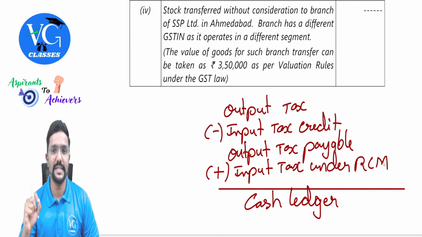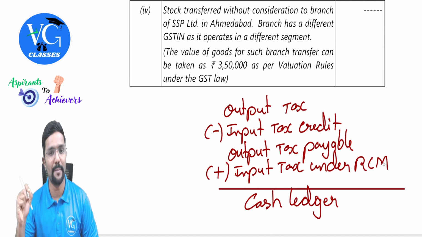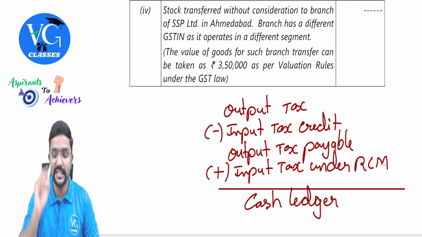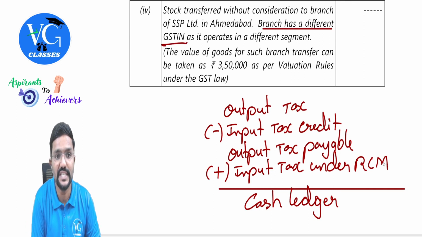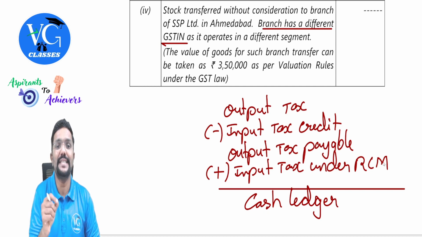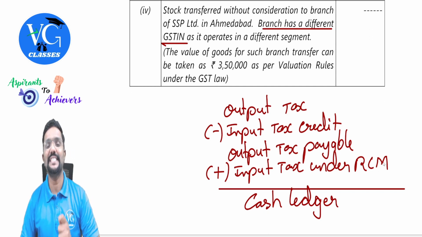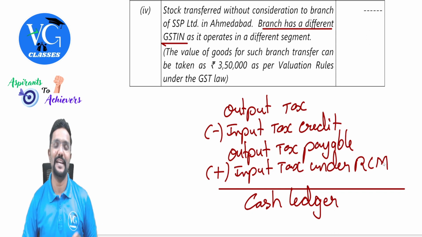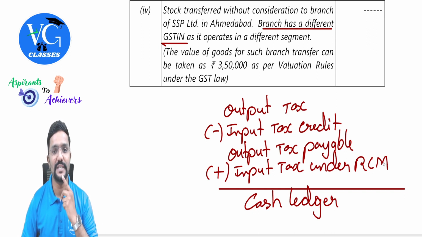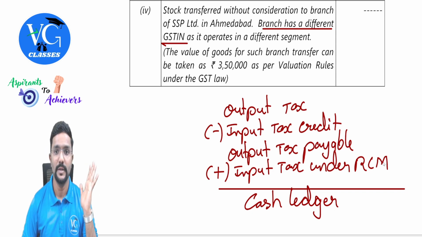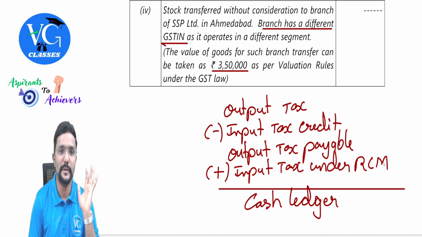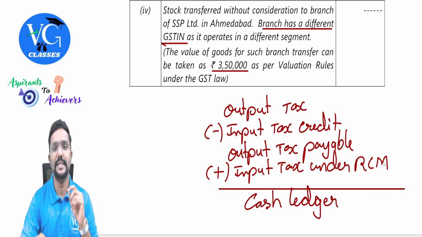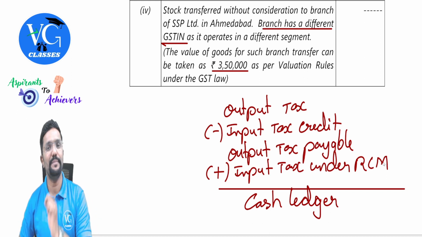Stock transferred without consideration to branch of SSP Limited in Ahmedabad. Branch has a different GSTIN. Very important. Even though it is within the same state, they have a different GSTIN as it operates in a different segment. So can we consider it as a distinct person? Yes, guys. The value of goods for such branch transfer can be taken as 3,50,000 as per the valuation rules. Okay, under GST law. So should this be taxable? Yes, people. So even though there is no consideration for branch transfer, still it will be taxable.